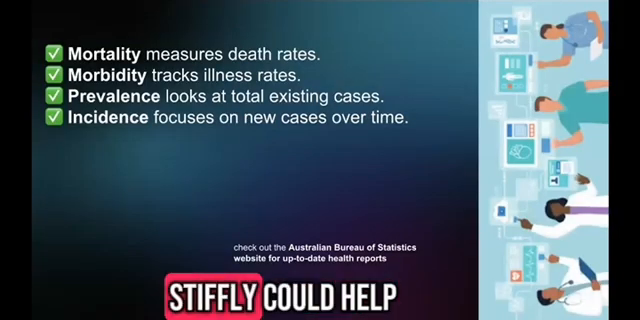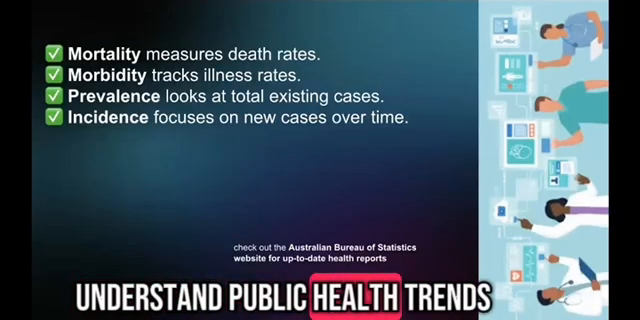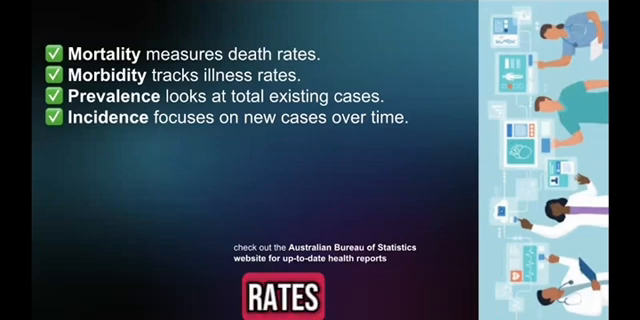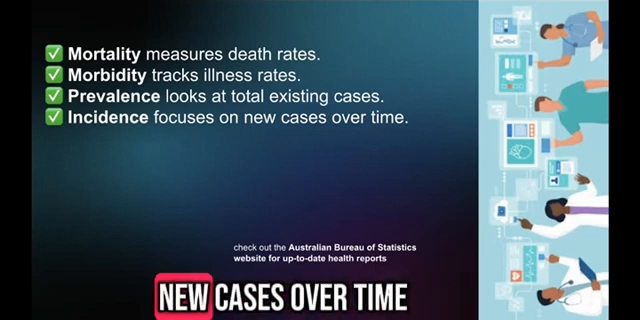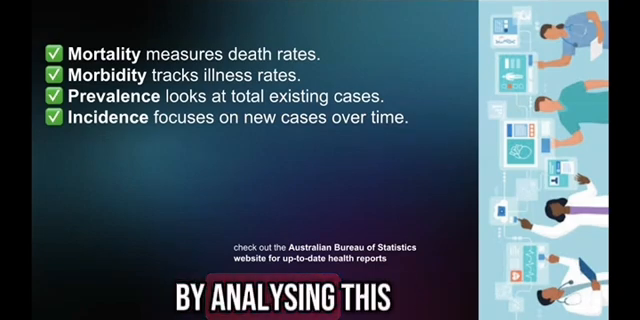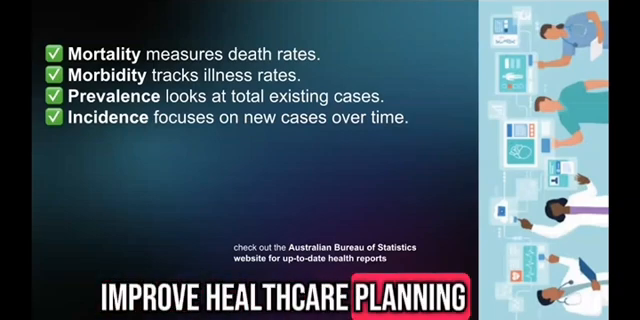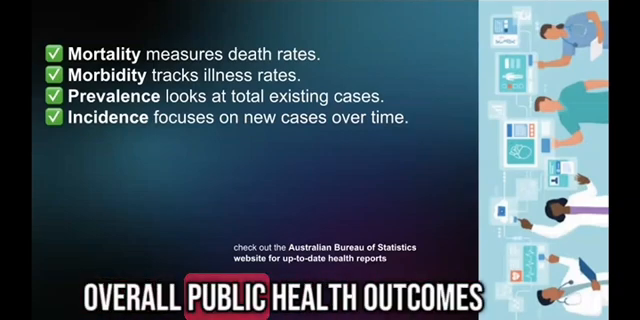To recap, health statistics help us track and understand public health trends. Mortality measures death rates, morbidity tracks illness rates. Prevalence looks at total existing cases. Incidence focuses on new cases over time. By analysing this data, we can improve healthcare planning, disease prevention, and overall public health outcomes.